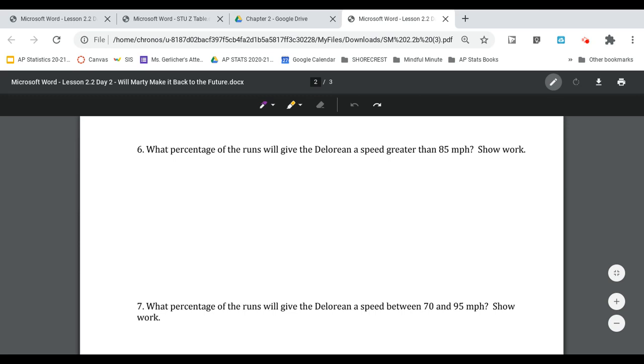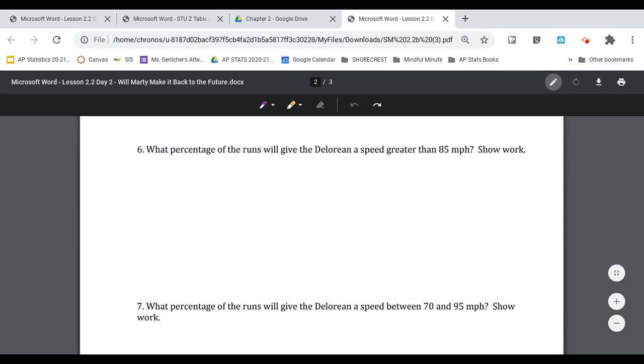So this is a video going over how to do the whole z-score table A process to turn a value on a normal distribution into a percentile and vice versa. I'm just going to do numbers 6, 7, and 8 from the classwork from the day you learned this, which is the Will Marty Make It Back to the Future worksheet.